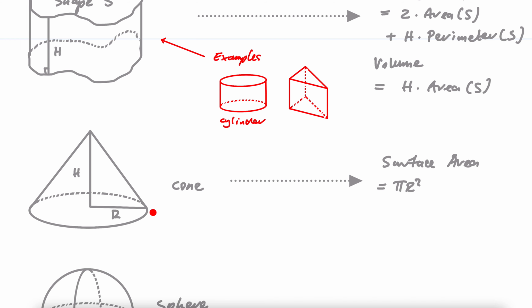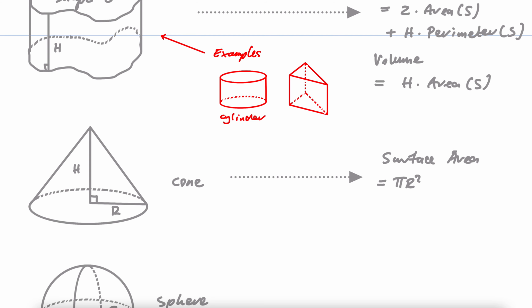And the radius actually turns out to be that length there. And that length there, if you think about it, you can calculate using Pythagoras. There's a really nice calculation that I won't go through here, which says that the area of this edge turns out to be equal to pi times r times this length here, which is the square root of r squared plus h squared.